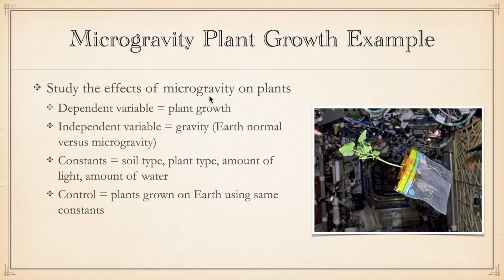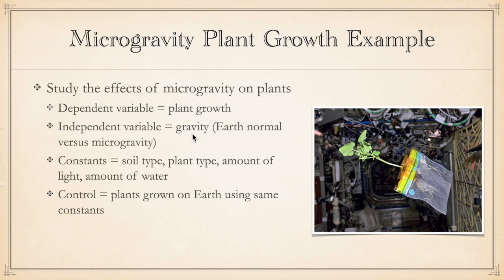There's another example in the physical science book of microgravity plant growth, studying the effects of microgravity on plants. Think about the space station, think about traveling to Mars. We're going to have to grow food in space; we can't pack enough to make the whole trip. The dependent variable here would be the plant growth. How much does the plant grow? You can measure this different ways: the mass of the plant, the number of leaves, the size of the leaves, surface area of leaves, number of roots. There are all kinds of ways you can measure this, but in general, plant growth.